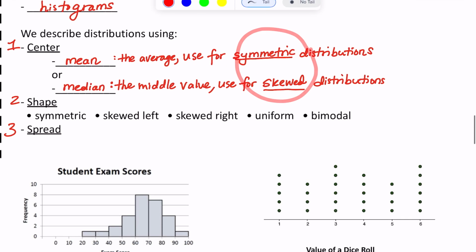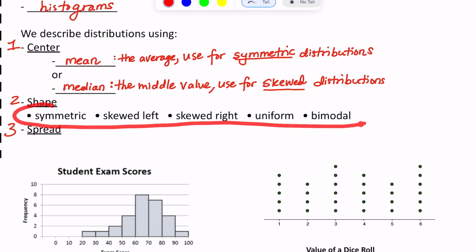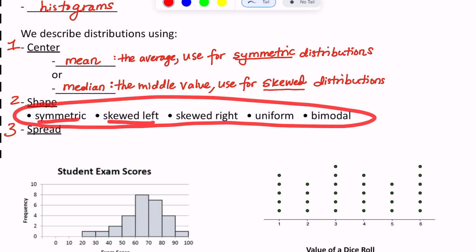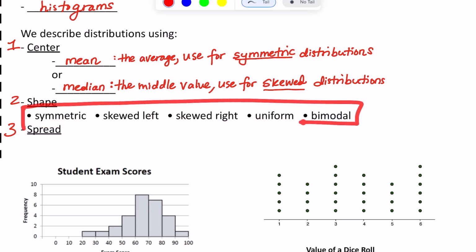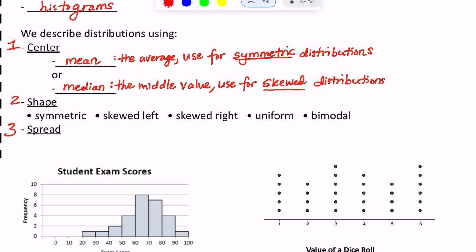Speaking of shape, we learned a bunch of different words for how to describe the shape of a distribution: symmetrical, skewed left, skewed right, uniform, bimodal. And if you don't remember what these shapes look like, we have a whole note where we talked about this. So this would be a good opportunity for you to use some past resources.